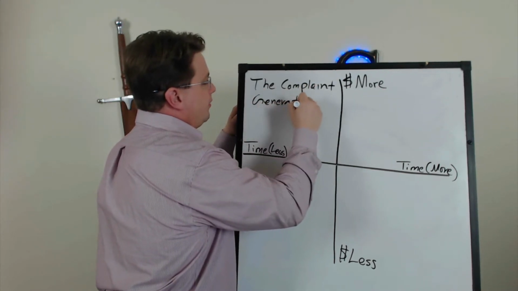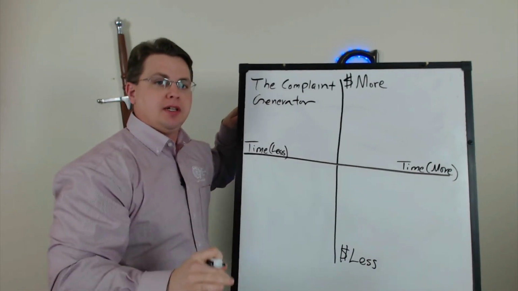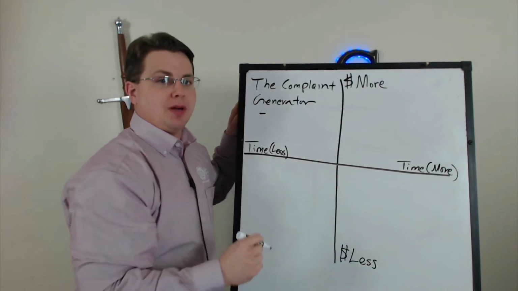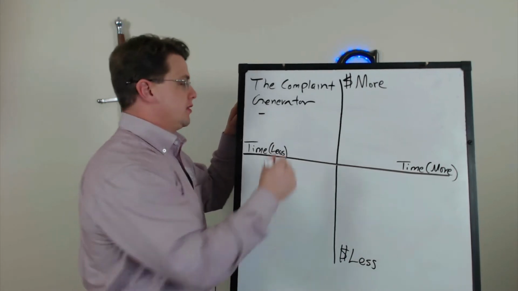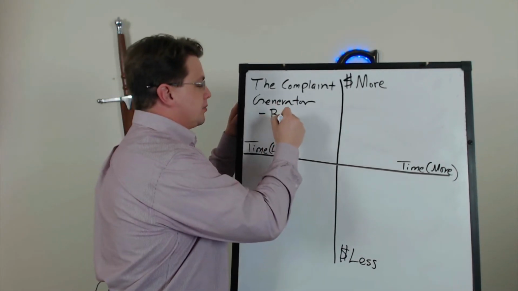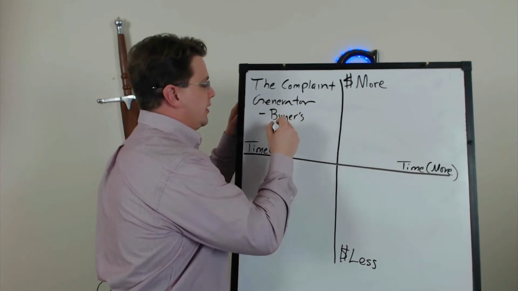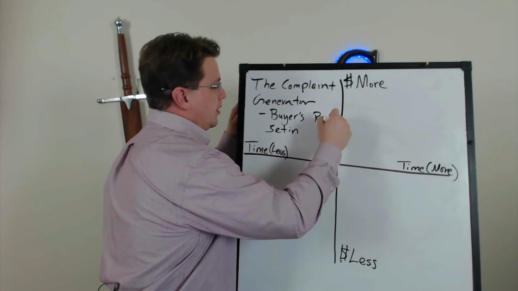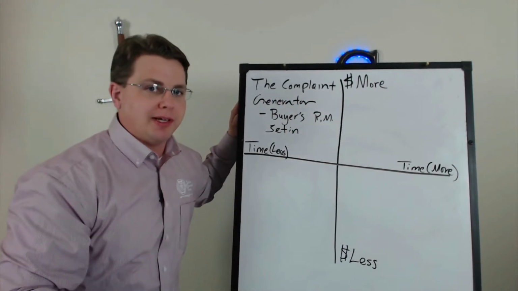And what you may have over here, if you're a technician and you're spending little time in the home, you may have good average tickets, but you probably have a lot of clients who call in after the sale because buyer's remorse has set in. So don't let buyer's remorse set in on you. So this is the quadrant of the complaint generator.